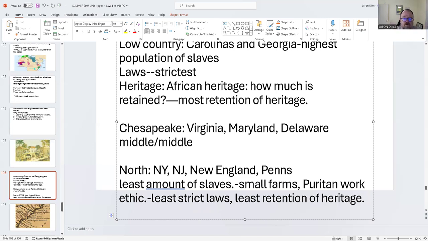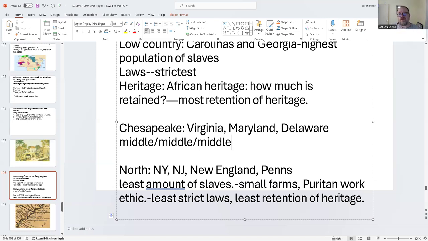Okay, if you're the only African or even native born Black in the place where you live, then there's not a lot of other people who remember, and so very little is going to be retained or passed along. And once again, the Chesapeake functioning as a sort of middle ground between the two.